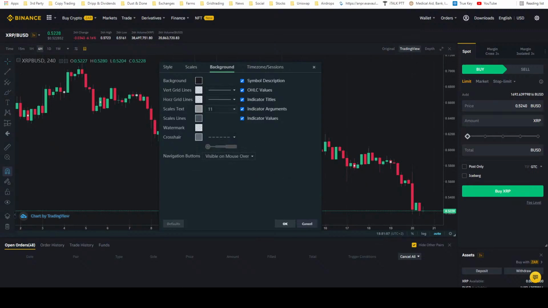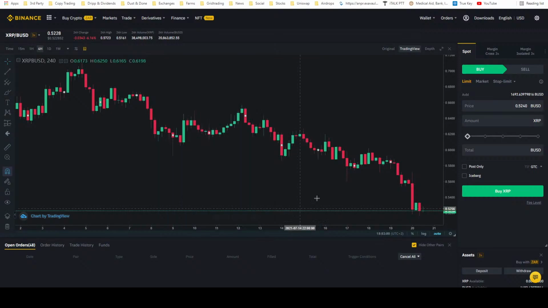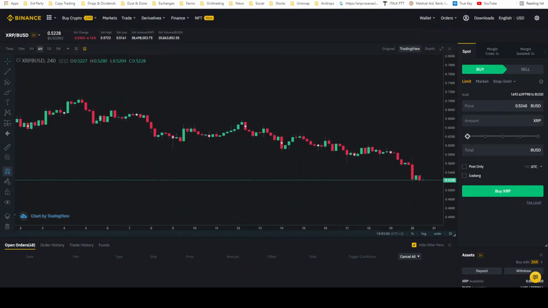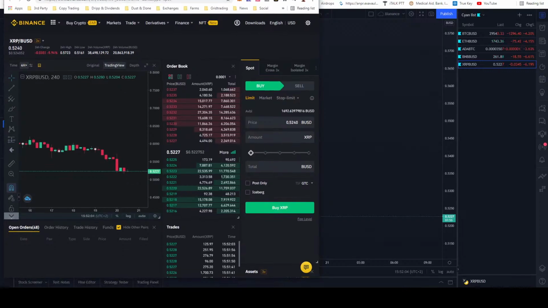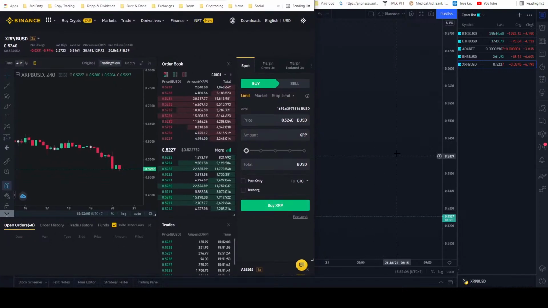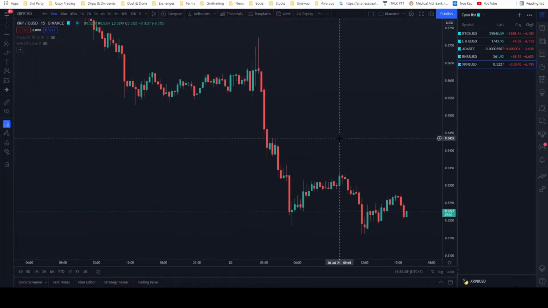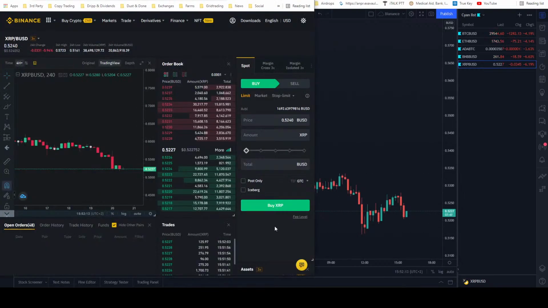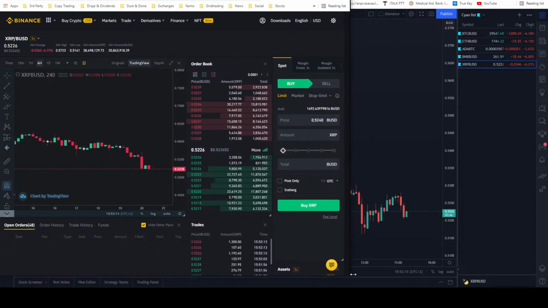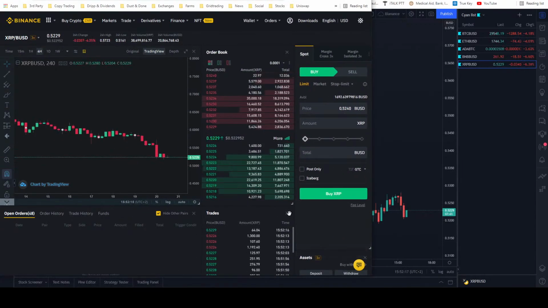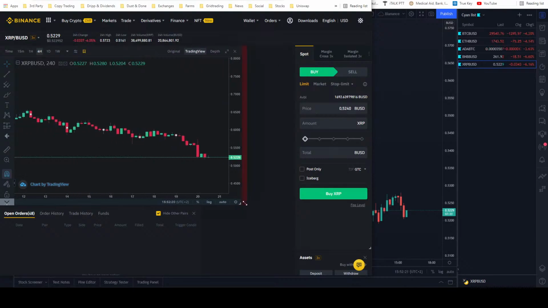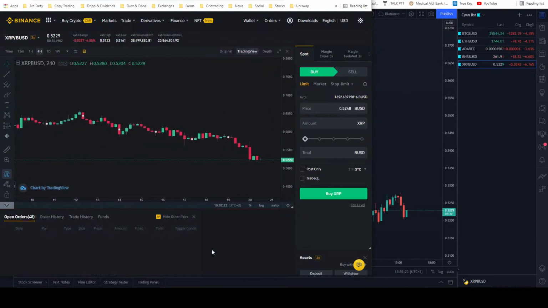There we go. It's clear. We're in. We'll make it smaller as well, so it's visible. XRP will do this. Bring it this way. We'll take the order book I don't need, so I take it out. There we go.